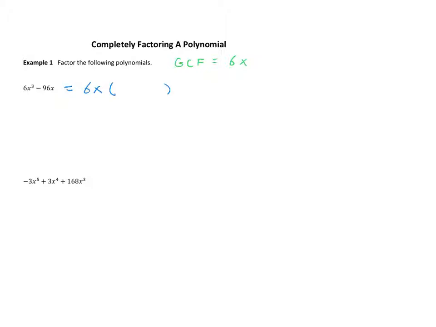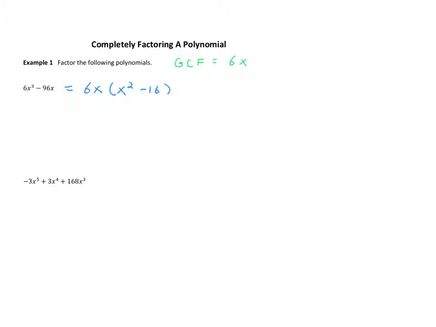Taking out a 6 and an x leaves me with x squared for the first term, and then I have minus 16 for the last term. And again, a good way to check this is by distributing back in. 6x times x squared is 6x cubed, and 6x times 16 gives me this negative 96x. So this portion is factored, and I'm left with x squared minus 16.